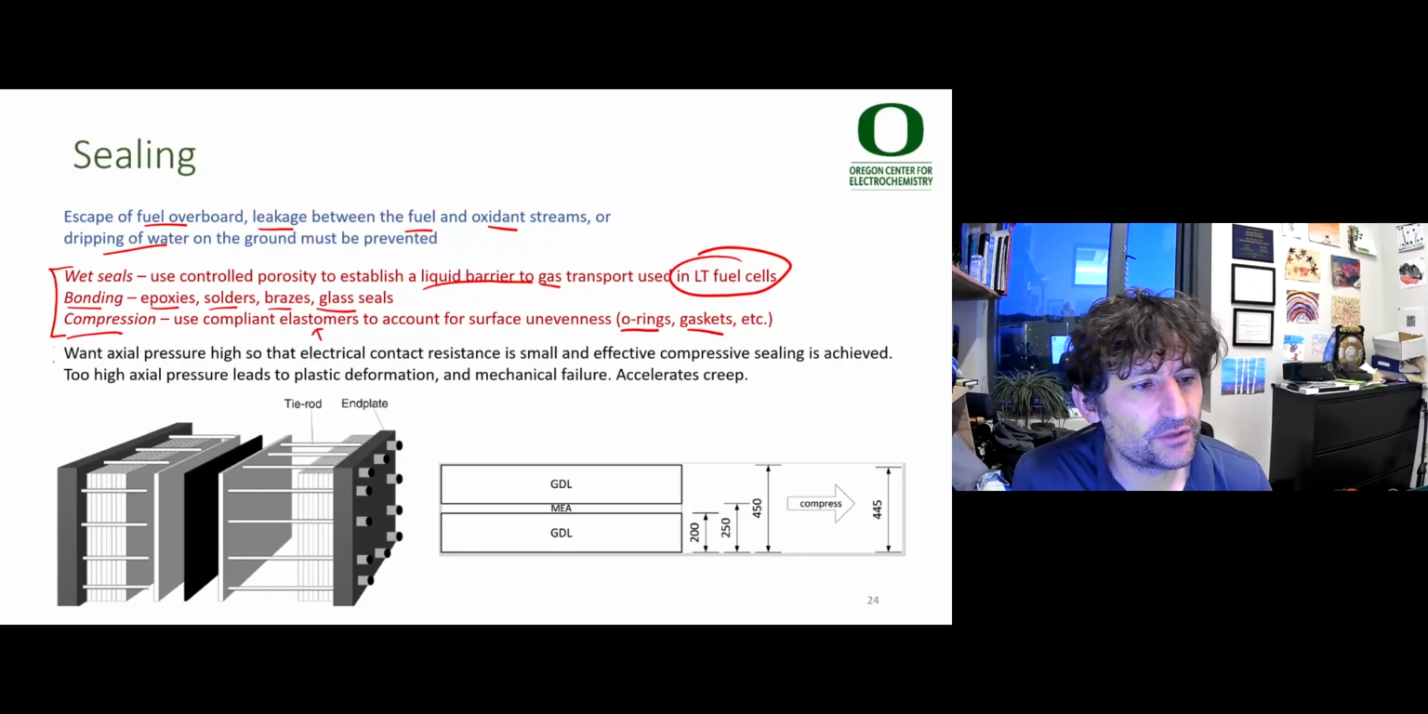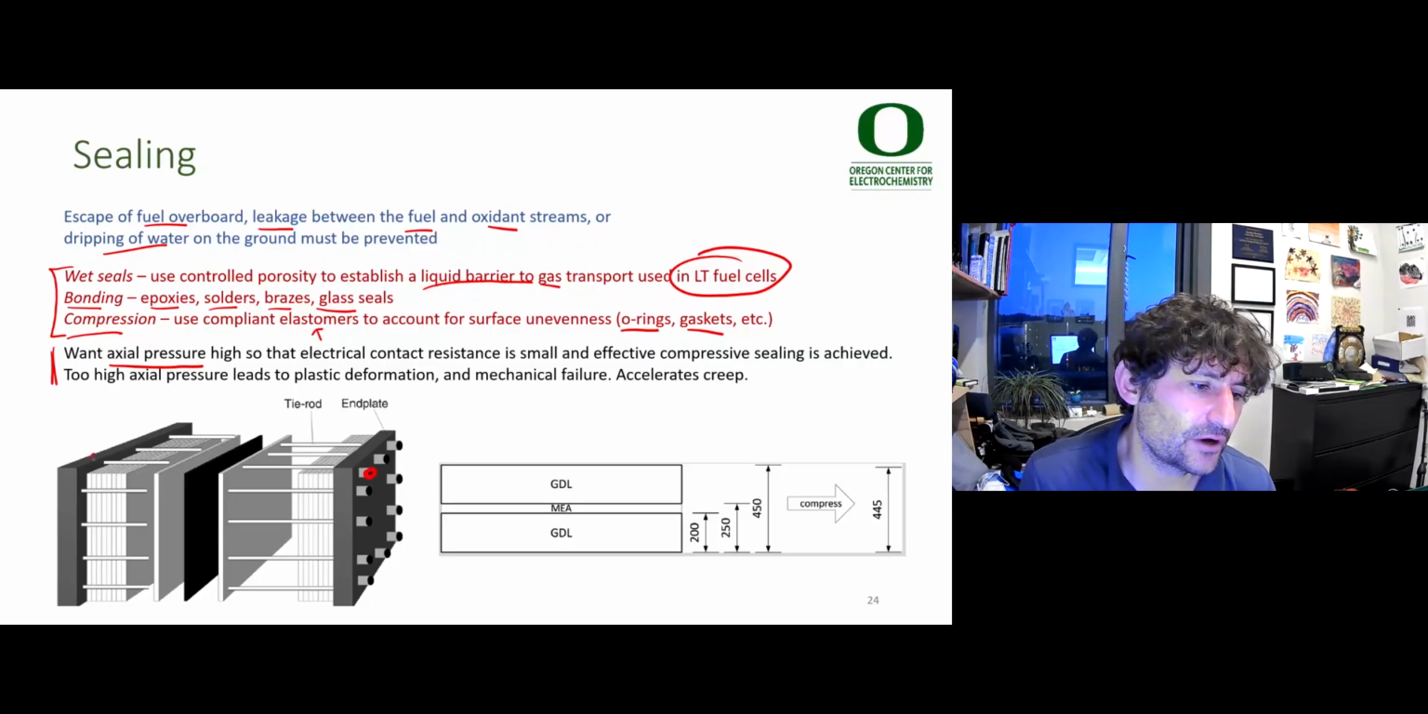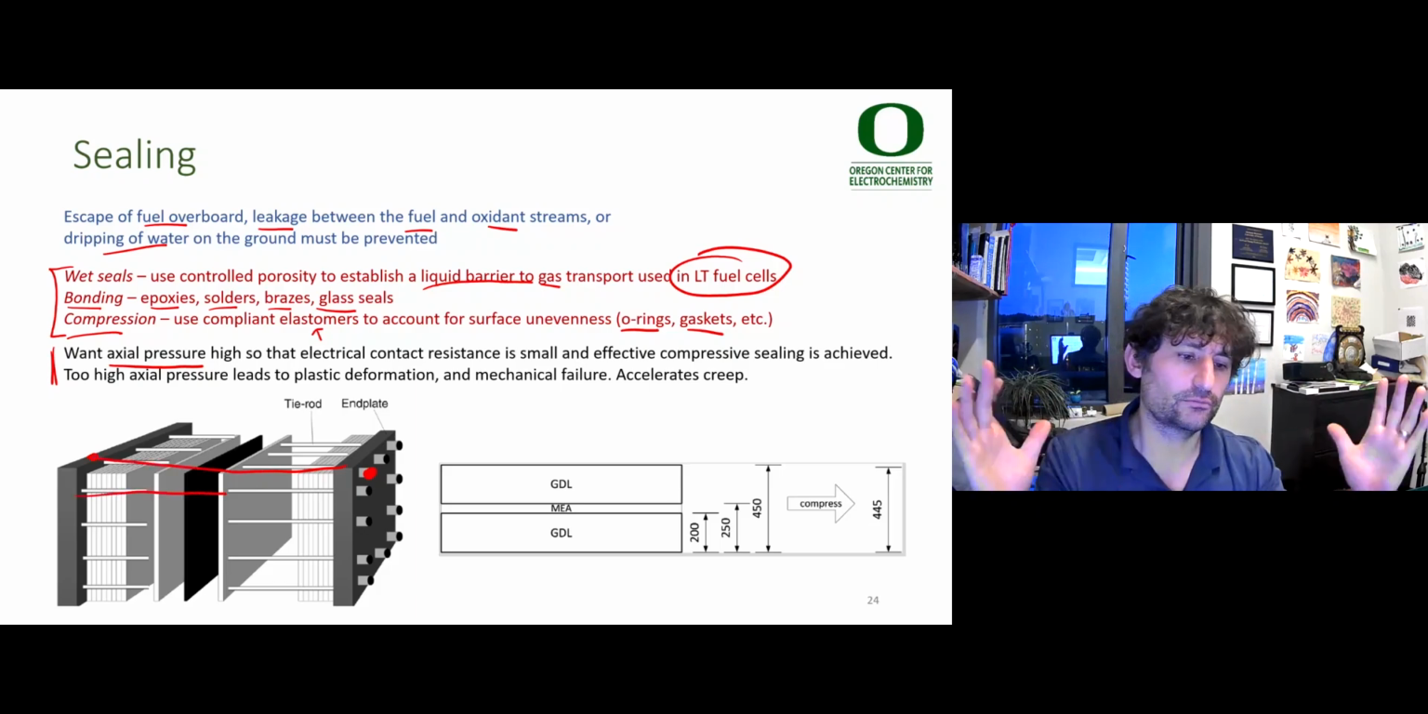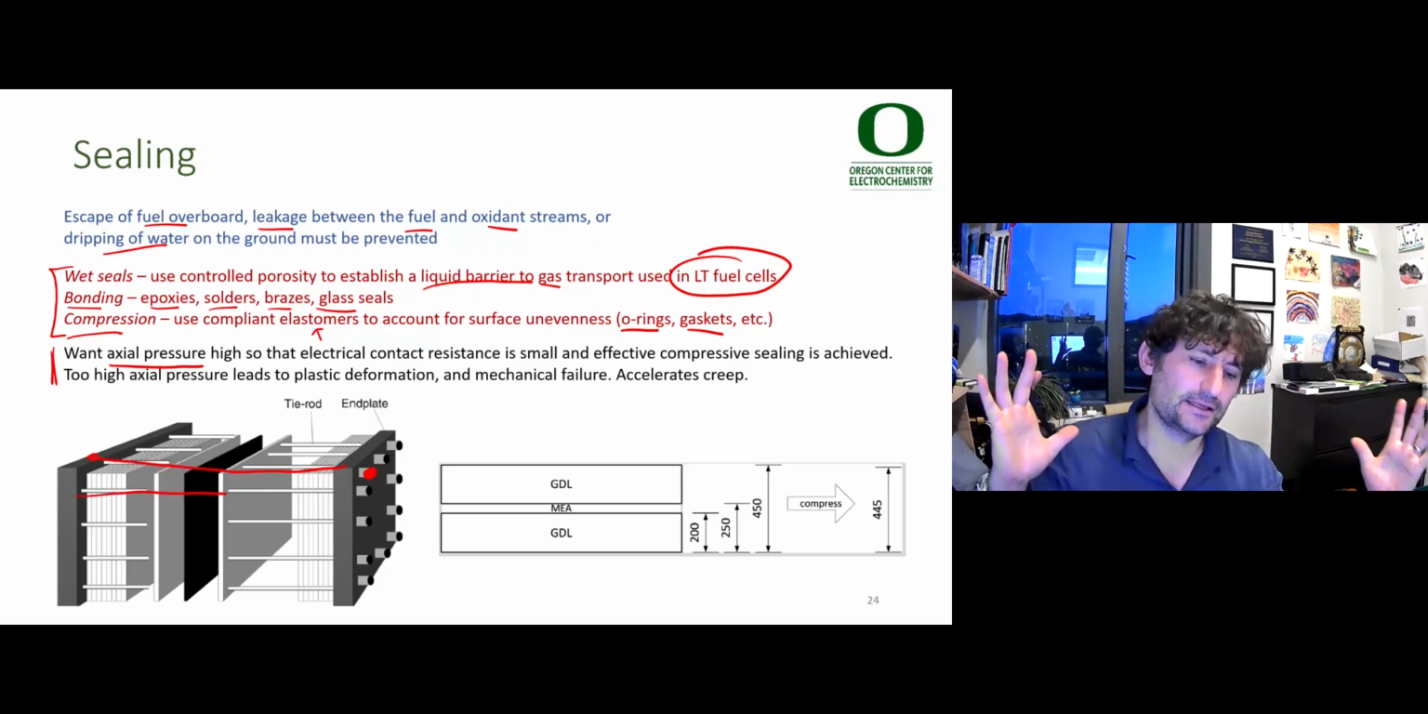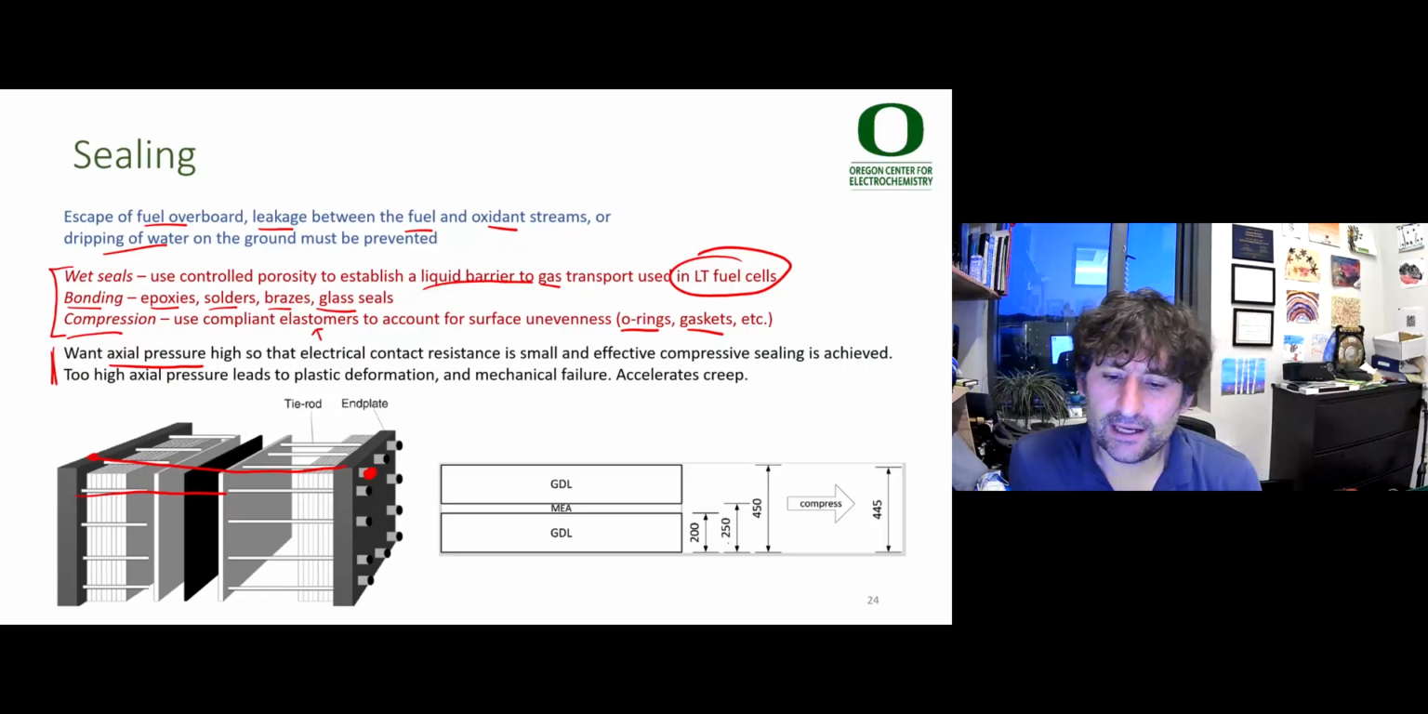You also typically want a significant axial pressure. Axial pressure is going to be formed by what's called a tie rod. You can see them in the stacks that connect one side of the cell to the other. And these tie rods push or pull, however you want to think about it, the cell together. So you might have a situation where you have your gas diffusion layers, GDLs, your membrane electrode assembly, and then your bipolar plates are on the top and bottom here.